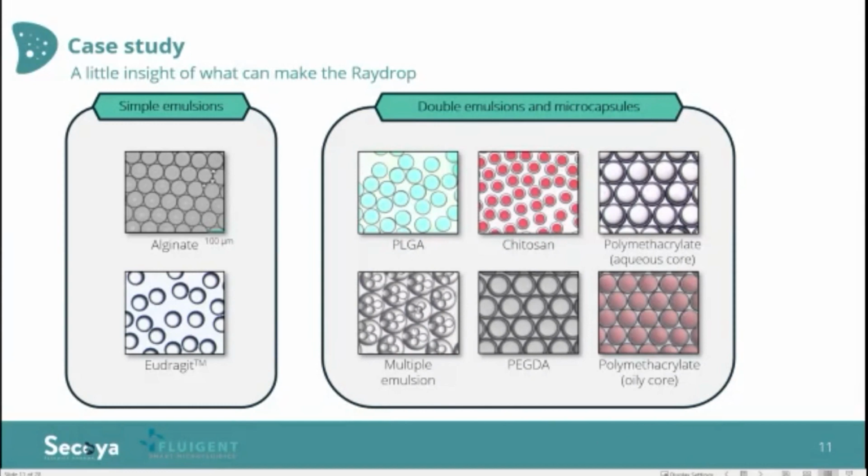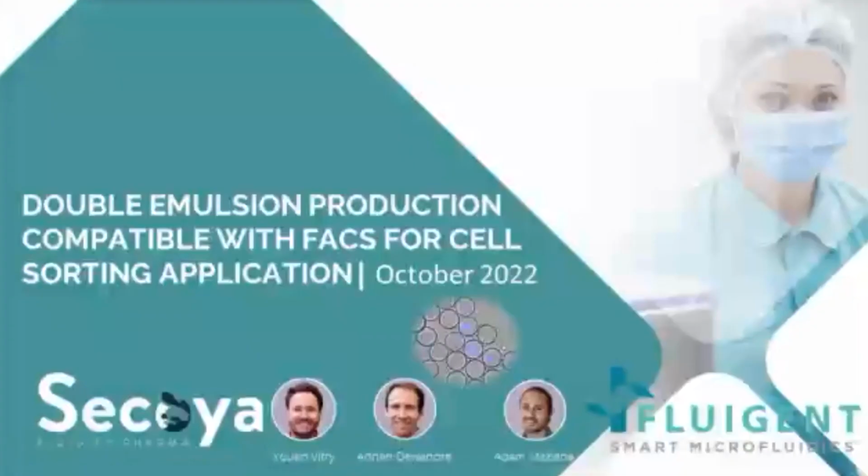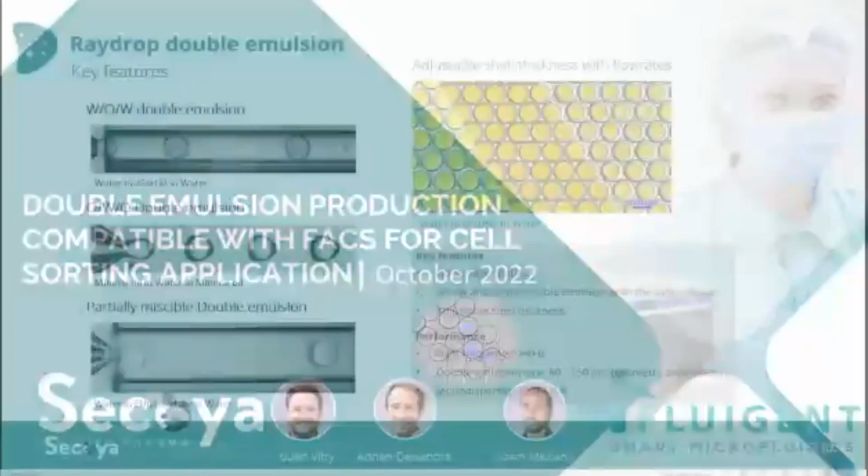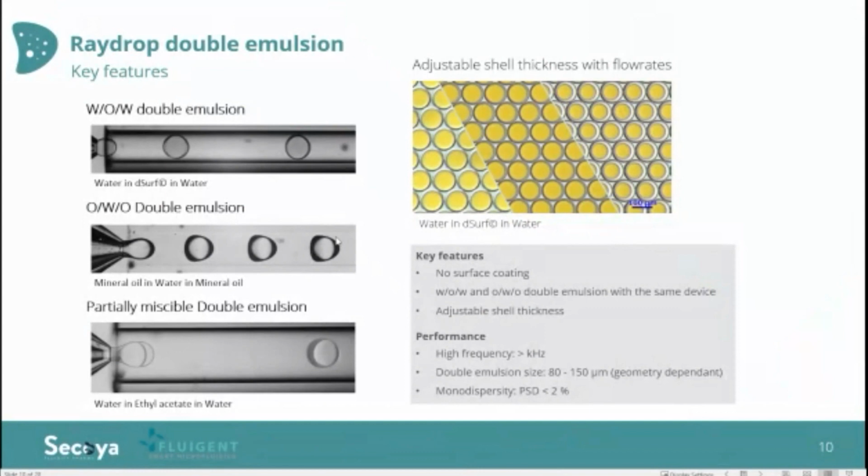There is a question regarding the oil thickness. The thickness of the oil layer. So if we go back to the presentation, yes, just this slide. So actually, there is no fixed shell thickness. The shell thickness can be adapted based on the flow rate combination that you use, but there will be a regime where it is stable and not stable, because if you have not enough core phase, then you will produce only 1 double emulsion every 2 droplets, so it will not be really practical.